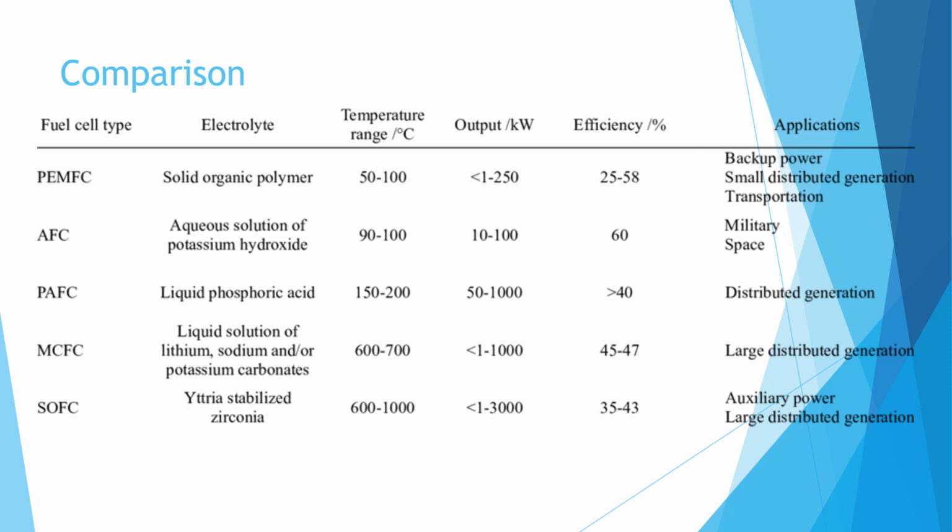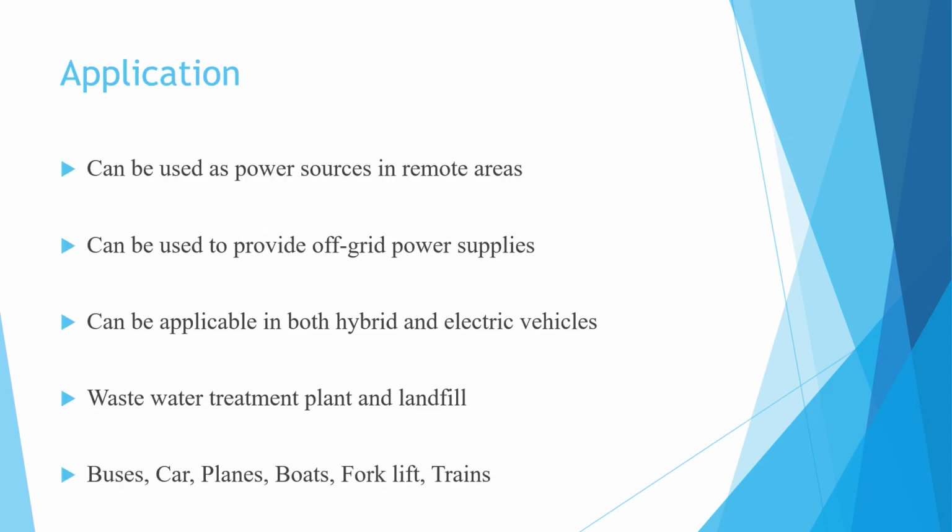In efficiency, the highest efficiency of the fuel cell is 60%. That is for the alkaline fuel cell. And the table also shows some applications of these 5 fuel cells. After the comparison and knowing the types of the fuel cell, let's consider application of the fuel cell.